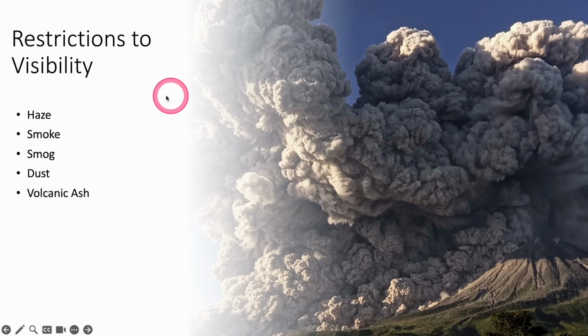Restrictions to visibility are pretty straightforward. Haze, like we had today, if you were driving around earlier today, it was pretty hazy, pretty hard to see. Smoke, again, we have forest fires, and it's pretty hard to see if you're flying in the vicinity of those. Volcanic ash, I don't know of any volcanoes in our area, but it can happen.